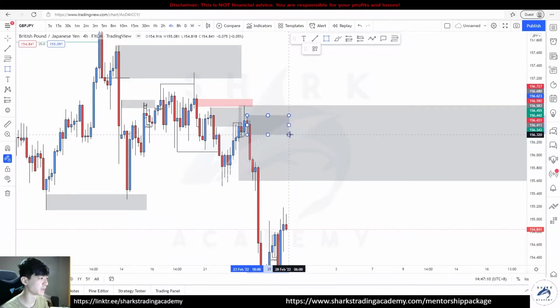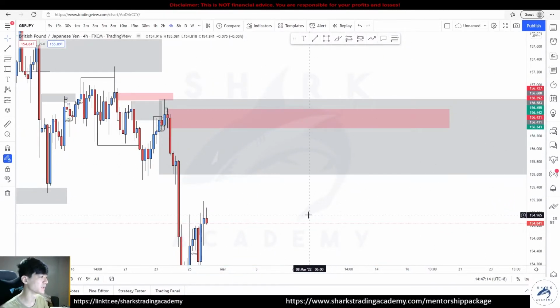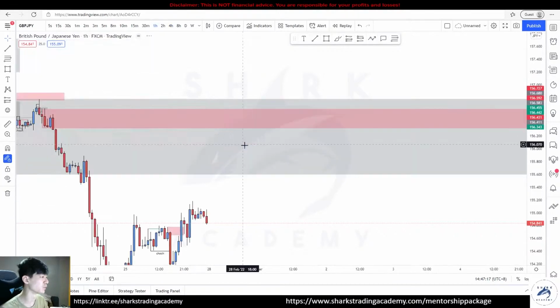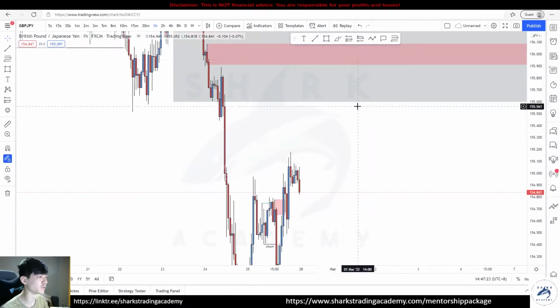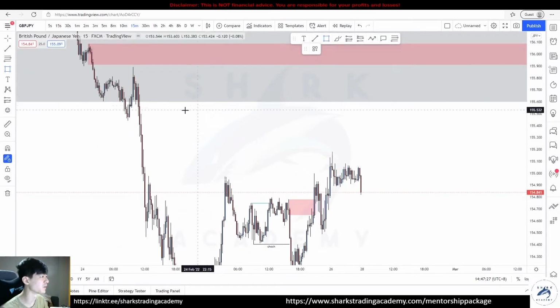You can use this inside bar over here. Let me mark it out as red. This inside bar is of course valid. Then you go down to the lower time frames to look for supply areas like this. Okay, this is also valid. And of course, you can use the open. I would say maybe on the 15 minute time frame.